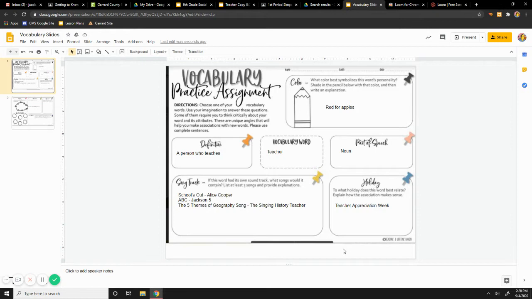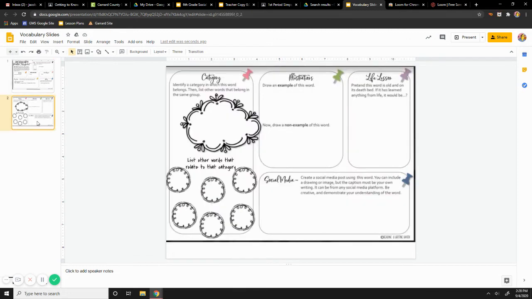So you really have to be creative with how your holiday fits. Now, if it is obvious how it fits, you don't have to explain it. But if it's like, well, I don't know if they'll understand how I made this, then put an explanation. On the next slide, you're going to go to category.